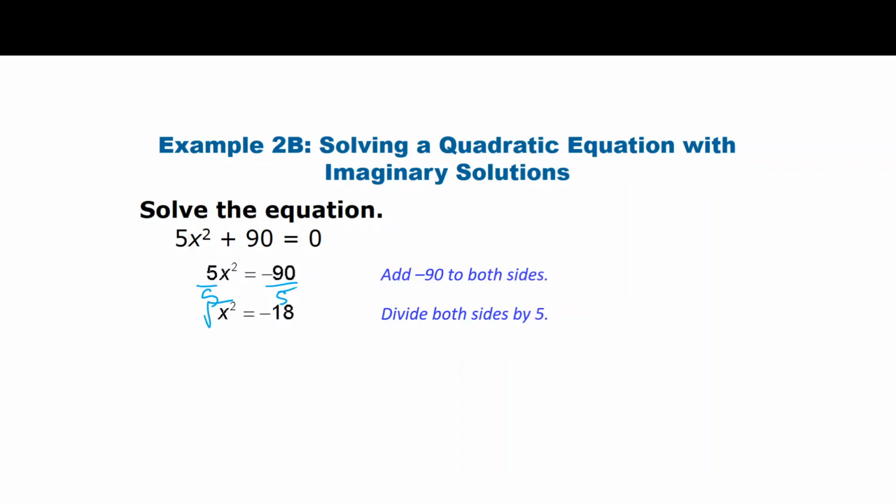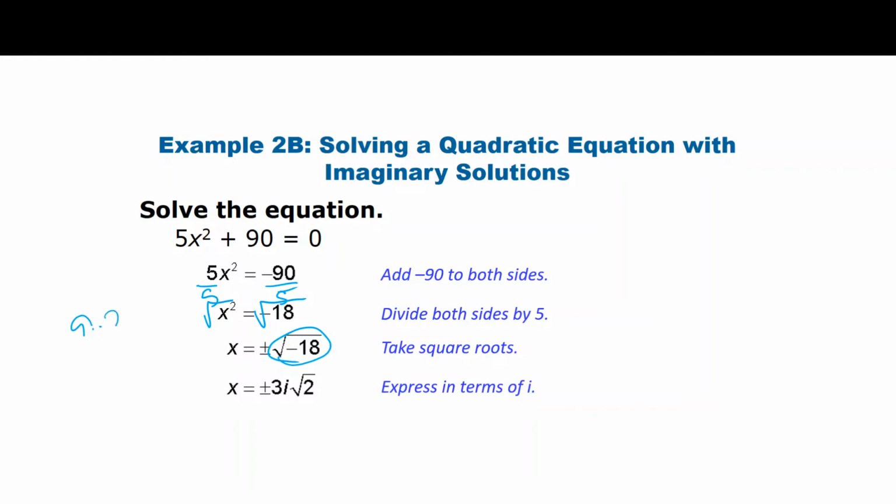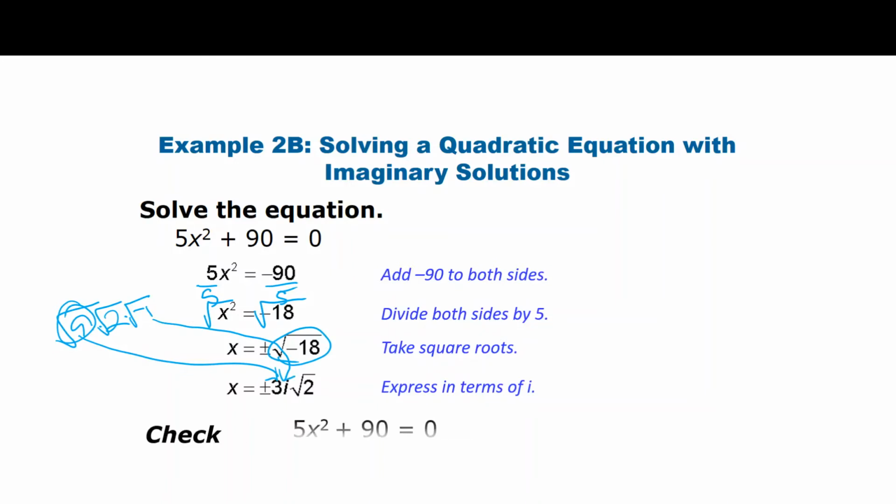So next we want to take the square root of both of those. And there's our final. And then we need to express it in terms of i. So -18 is the same as 9 times 2 times -1. All right, and the square root of 9 is 3. That's where we get our 3. And the square root of -1 is our i, and then we have the 2 left over. All right, and then of course you can check that.